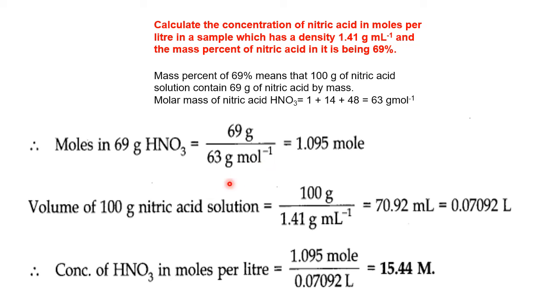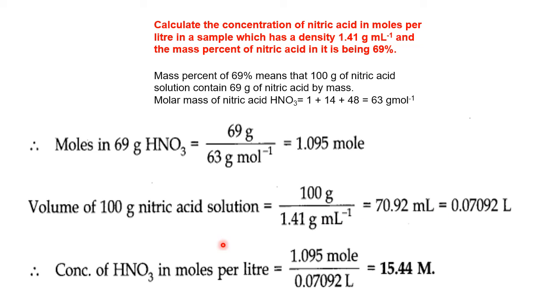Okay, right. Now, what is the volume of the solution? Volume equals mass by density. What is the mass of the solution? 100 gram. What is the density of the solution? Density given is 1.41 gram per ml. Both are in gram. Okay, easy. After simplification, it is 70.92 ml. In terms of liter, it is 0.07092 after dividing by 1000. So this is the volume of the solution.